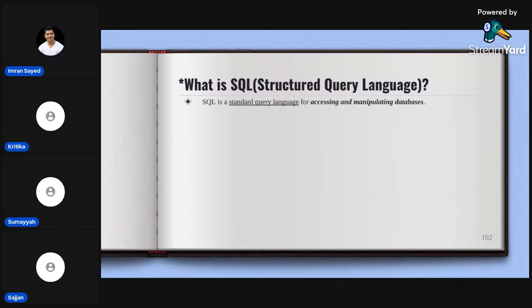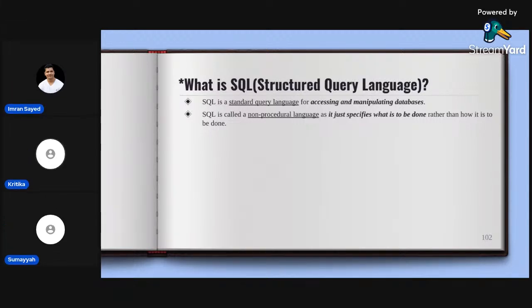SQL is a standard query language for accessing and manipulating databases. SQL is called a non-procedural language as it just specifies what is to be done rather than how it is to be done. Since SQL is a higher level query language, it is closer to a language like English. Therefore, it is very user-friendly.